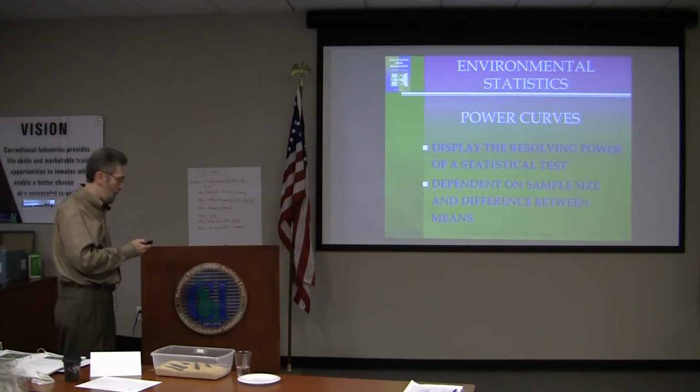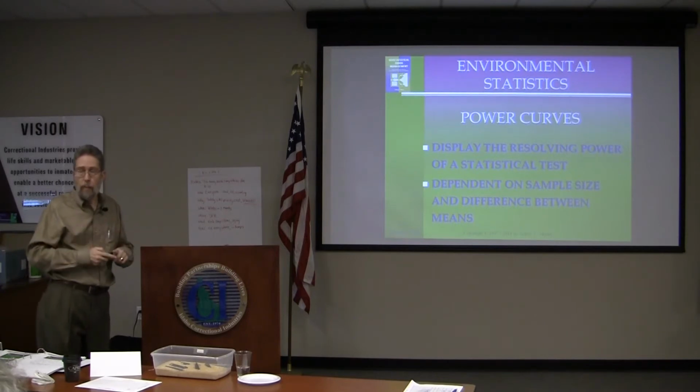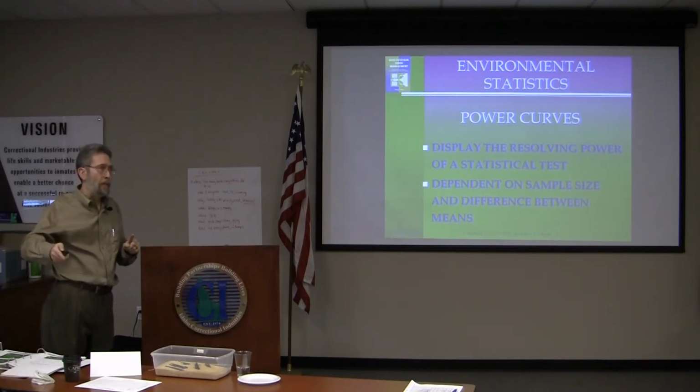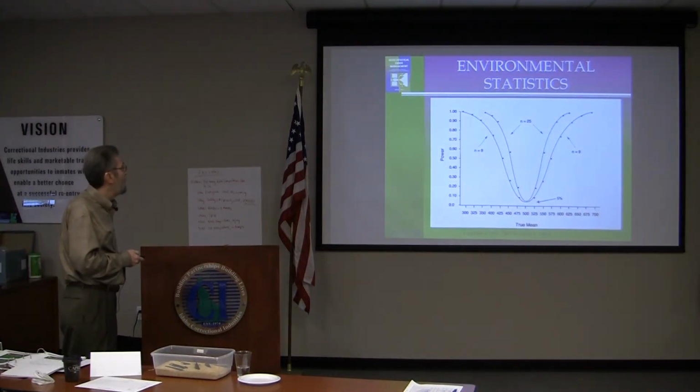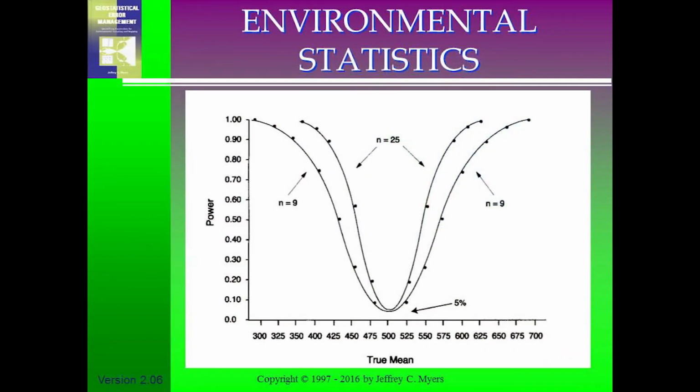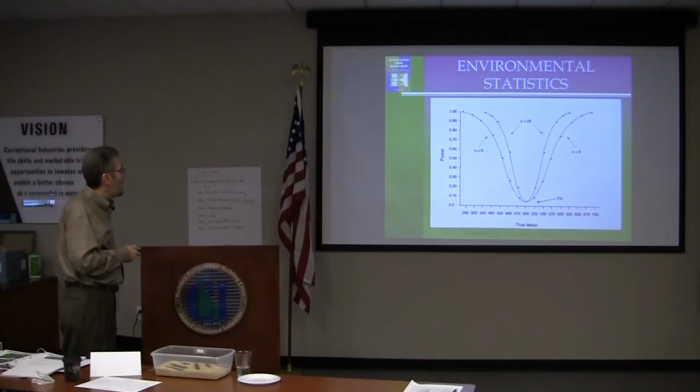Okay, and the sample size plays a big part in that, in distinguishing between either two means or distinguishing whether a single mean is different from an action level, most specifically below that action level or above. And so here we can draw power curves. We have the true mean on the x-axis ranging from 500 down to 300 or up to 700. And you can see that the power, the resolving power, increases as you move away from the mean.